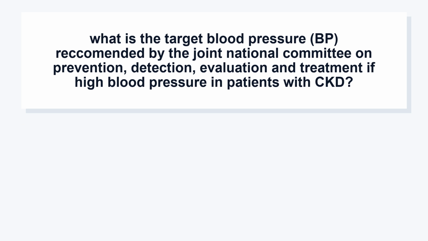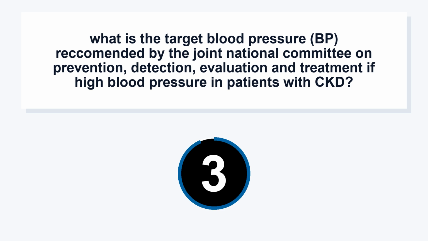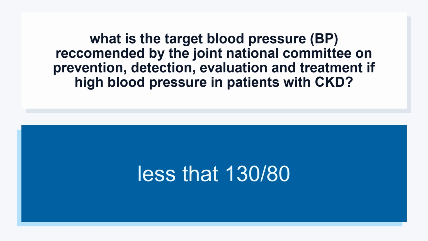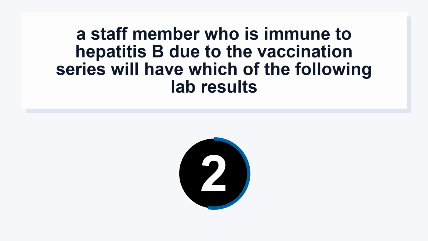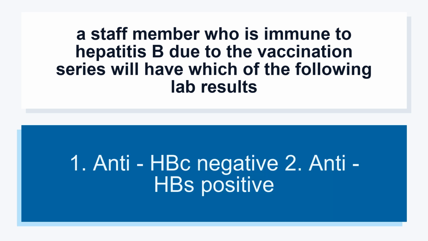What is the target blood pressure, BP, recommended by the Joint National Committee on Prevention, Detection, Evaluation and Treatment of High Blood Pressure in patients with CKD? Less than 130/80. A staff member who is immune to hepatitis B due to the vaccination series will have which of the following lab results? 1. Anti-HBc negative. 2. Anti-HBs positive.